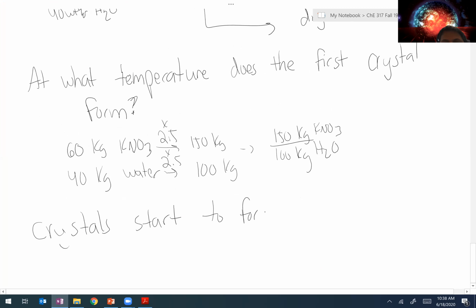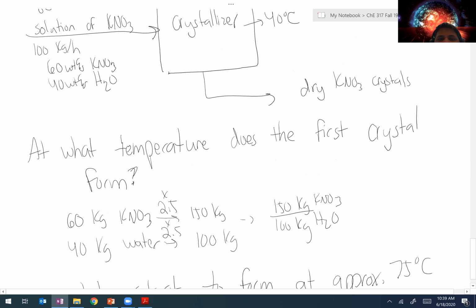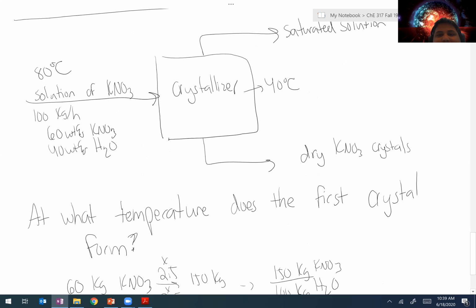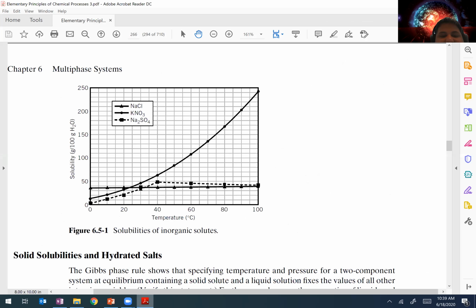at approximately 75 degrees Celsius. Meaning, as I continue on this, cooling it to 40, more and more crystals will fall. And if it's at 40 degrees Celsius, the saturated solution falls to about 60 kilograms of potassium nitrate per 100 kilograms water.